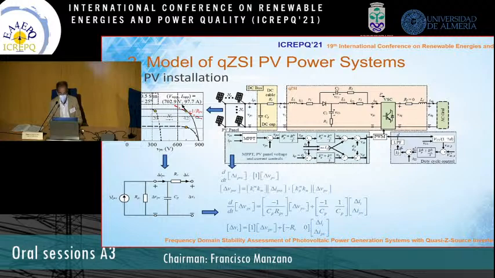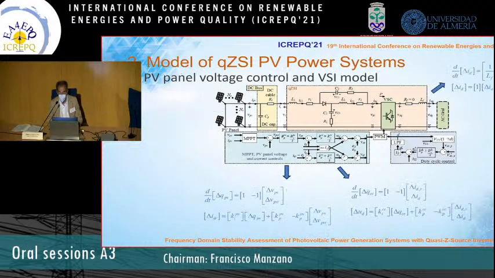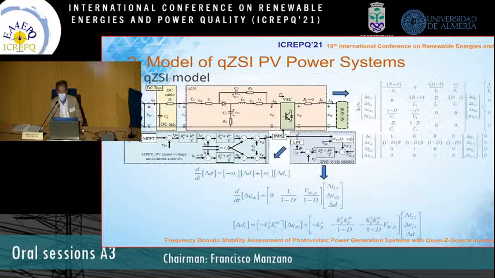The other equations correspond to, at the top, the state space equations of the grid, and at the bottom, the state space equations of the controls of the maximum power point, the PV panel voltage, and the current controls. The last are the state space equations of the converter and the control of the duty cycle of this converter at the bottom of the slide.